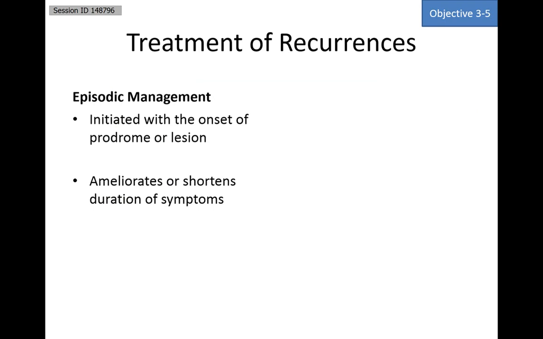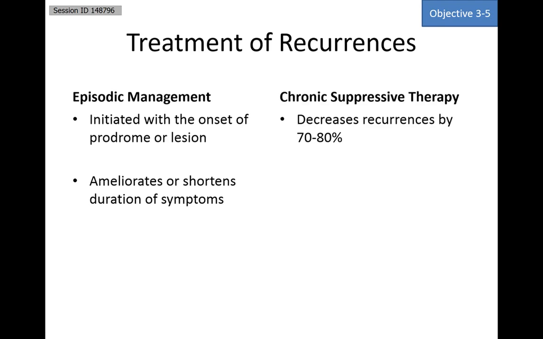For treatment of the reoccurrence, it's important for patients to be able to identify their prodrome. That way they can get their treatment started as fast as possible so it could be effective. And the only thing that it is going to be helpful for is just shortening the duration of the symptoms, or even alleviating those symptoms associated with the lesions. So a lot of times patients might have a prescription at hand and they will know when they're going to have a reoccurrence, and they will take their prescription, which we'll be talking about in chronic suppression therapy.